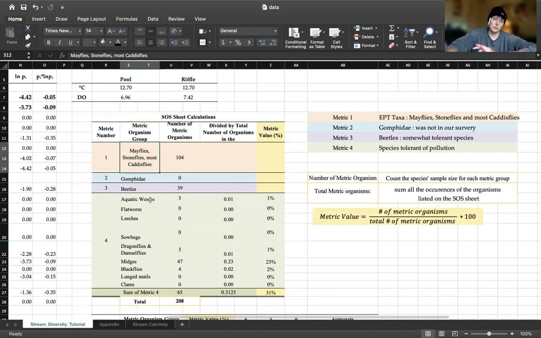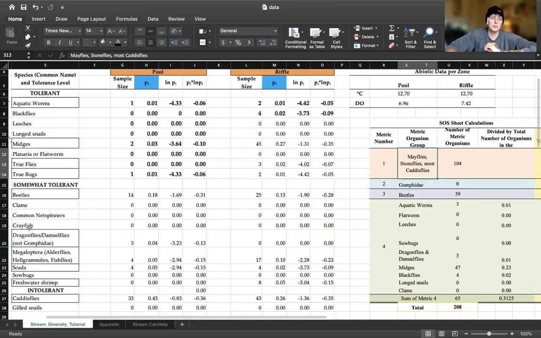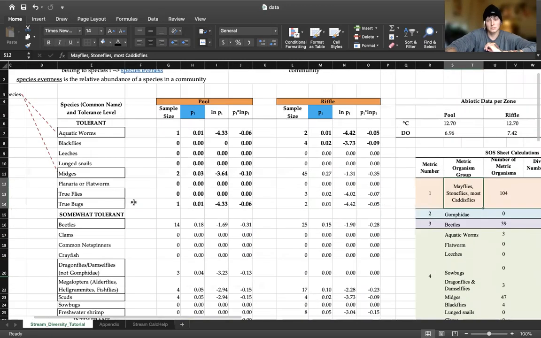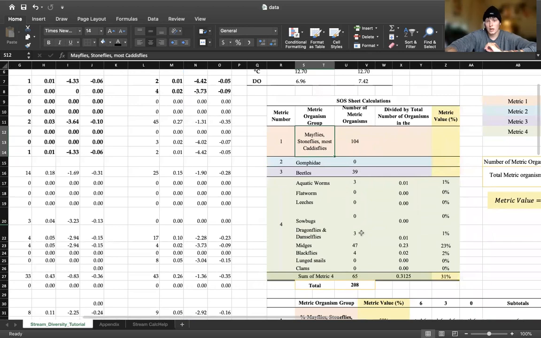So you'll see we have 4 different metric groups here, and they do not include all of the species that we saw in this list. So just be careful when you're adding up totals that you're selecting the right species. It can get tedious. Just double check your numbers.